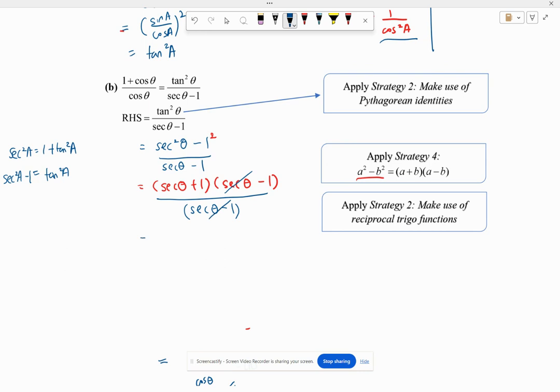Okay, we have now sec θ plus 1. So what's the next step now? Can we apply the strategy to make use of one of these trigo identities that we've learned, which is the reciprocal trigo functions? Sec θ is equal to 1 over cos θ.